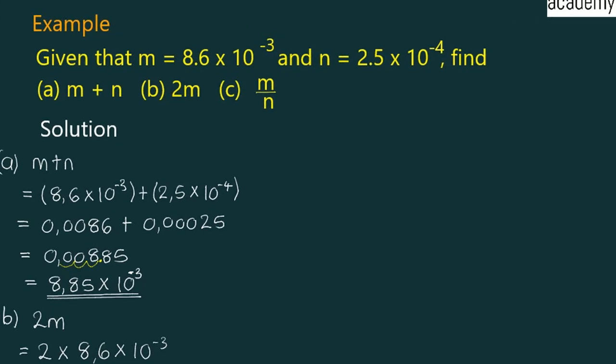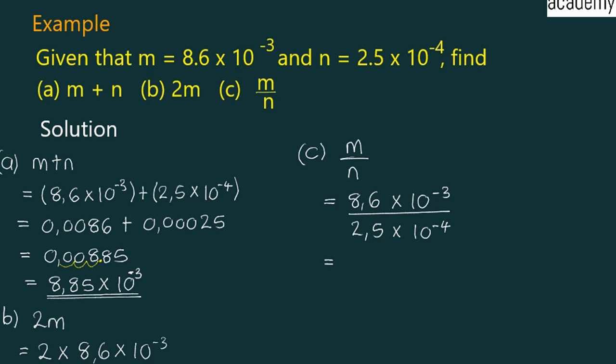Lastly, let's go on to part C, and on part C, required is m over n. So we want to divide these two numbers in standard form. So this will give us m over n, that's 8.6 times 10 to the power of -3 divided by 2.5 by 10 to the power of -4. So we can also express it like this, where we've got our numbers dividing themselves. So that is 8.6 divided by 2.5, and it's multiplied by 10 to the power of -3 divided by 10 exponent -4.